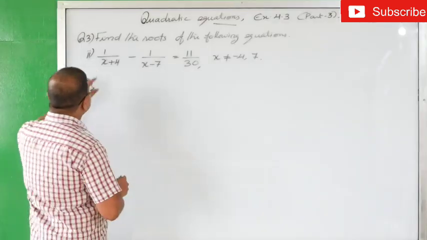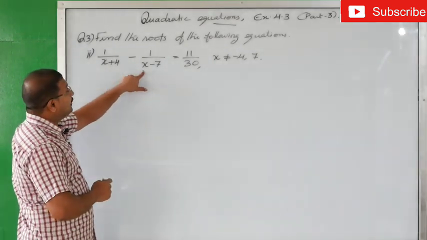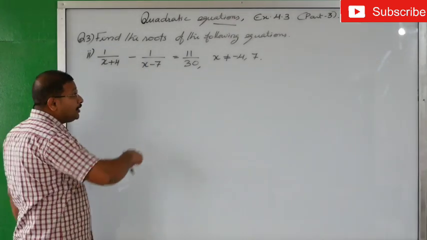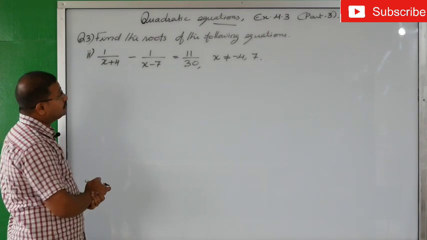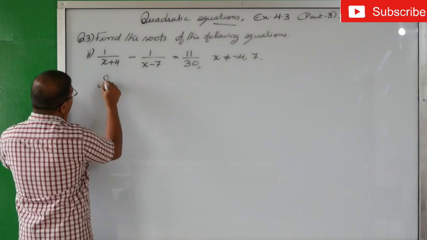Question number 2. That's 1 by x plus 4 minus 1 by x minus 7 equals 11 by 30, x not equal to minus 4 and x not equal to 7. Isn't it? So let's start the answer now. So solution.